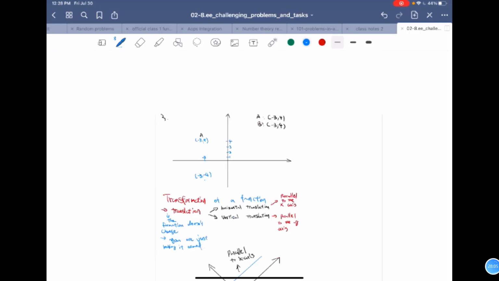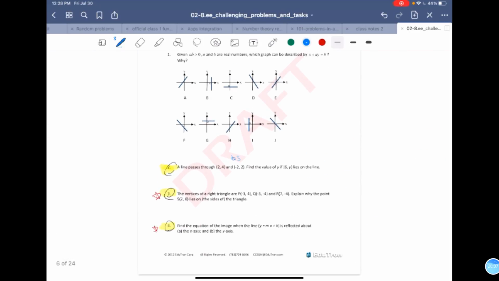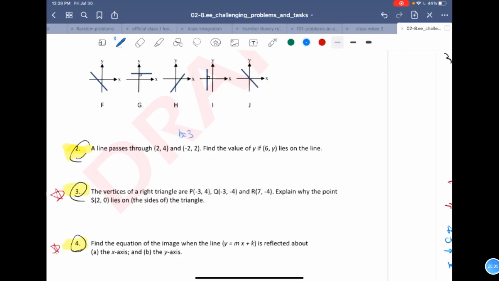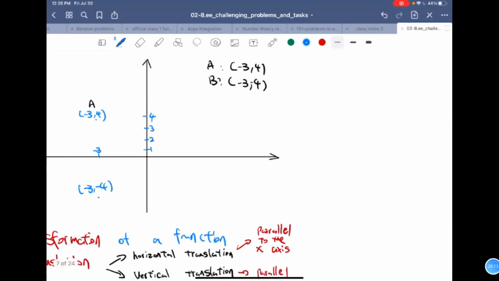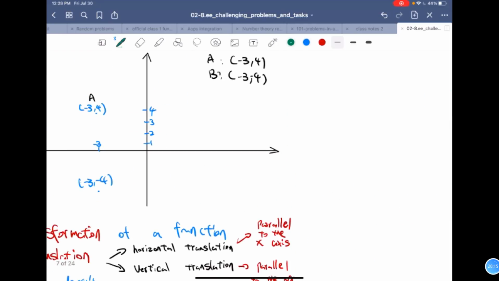Correct. Alright, so we're actually gonna speed up a little bit. 7, -4.